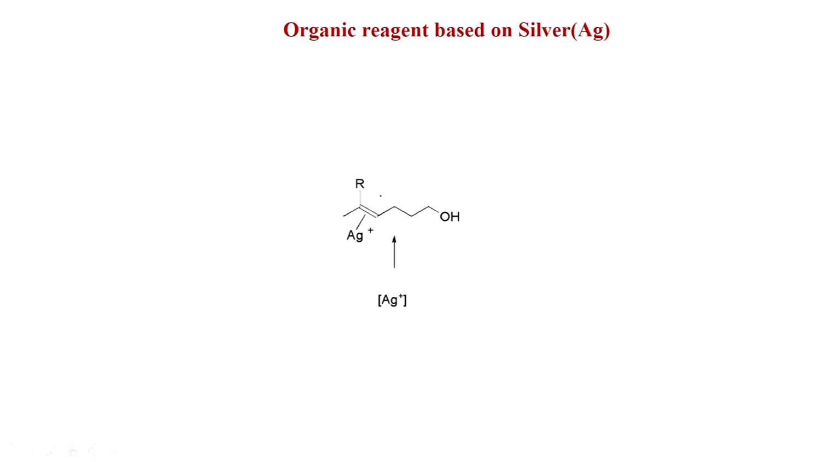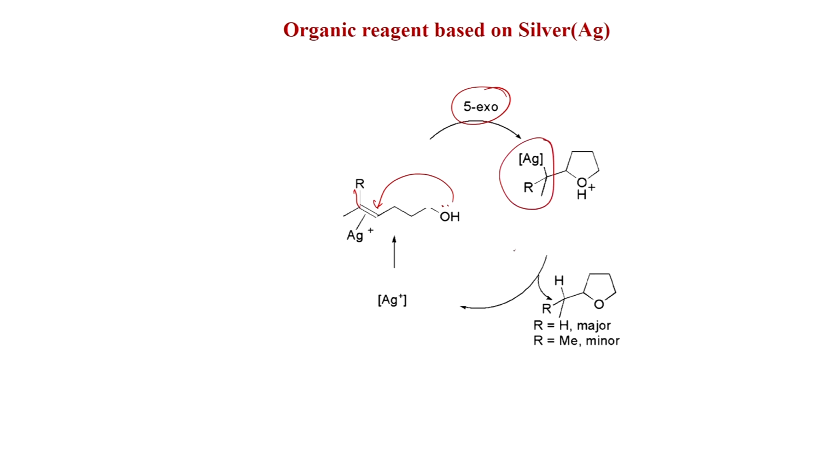So, like it coordinates with the triple bond of the allene, it can coordinate with the double bond also, and then there is R, of course. Then the 5-exo addition will take place. So, this will attack here and then you get this, and after H plus comes you get this one and silver plus will regenerate. So, when R is equal to H, then this is major, when R is equal to methyl, then this is minor. So, this is very important.